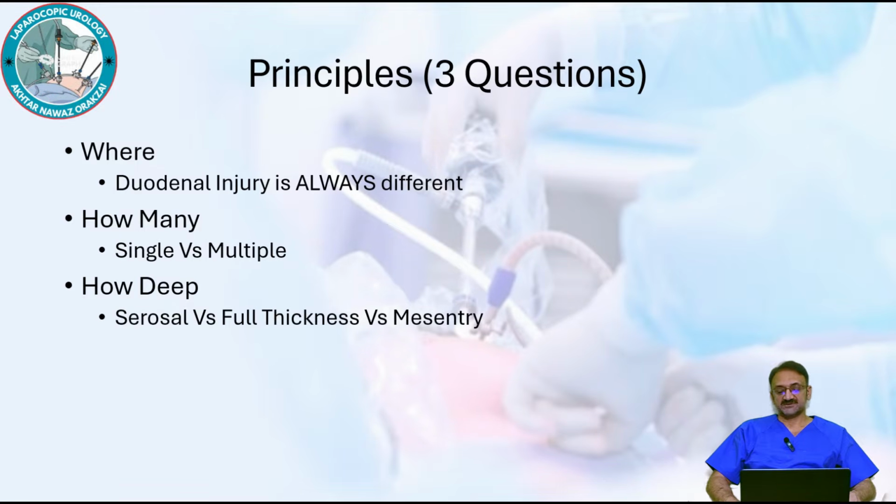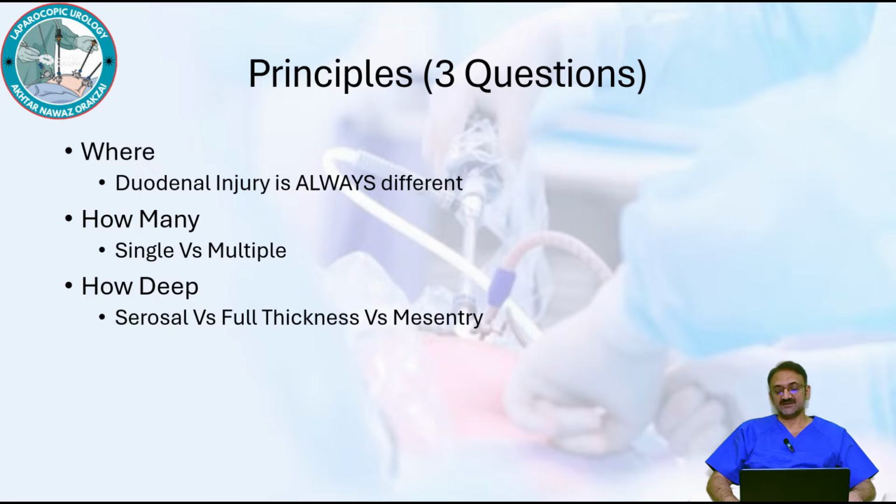What are the principles? Whenever there is a bowel injury diagnosed peroperatively, you must ask 3 questions. Where is the injury? What part of the gut? Is it stomach? Is it duodenum? Is it jejunum, ileum, ascending colon, transverse colon, descending colon, or the rectum? Where is the injury? Because the duodenal injury is always different, and they are treated differently, and the mortality is quite high even after treatment.